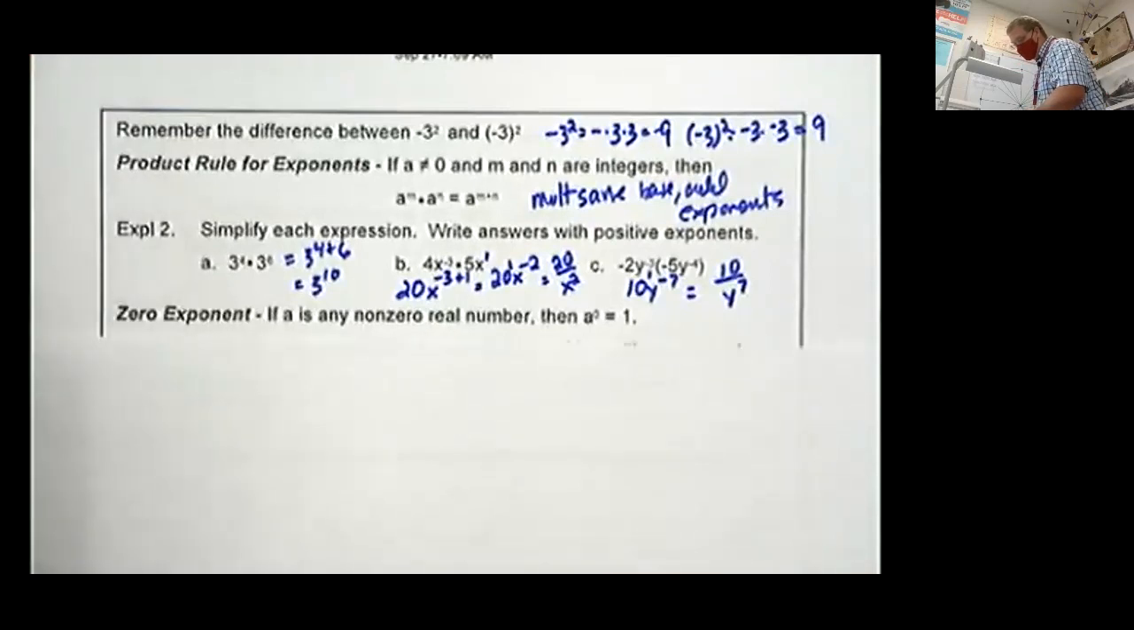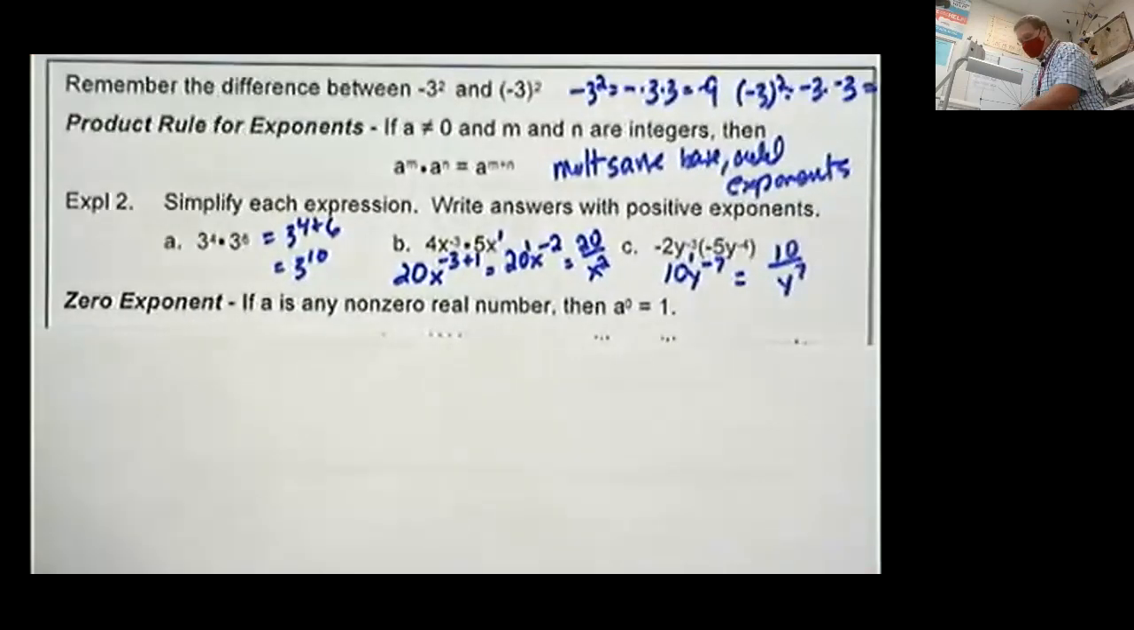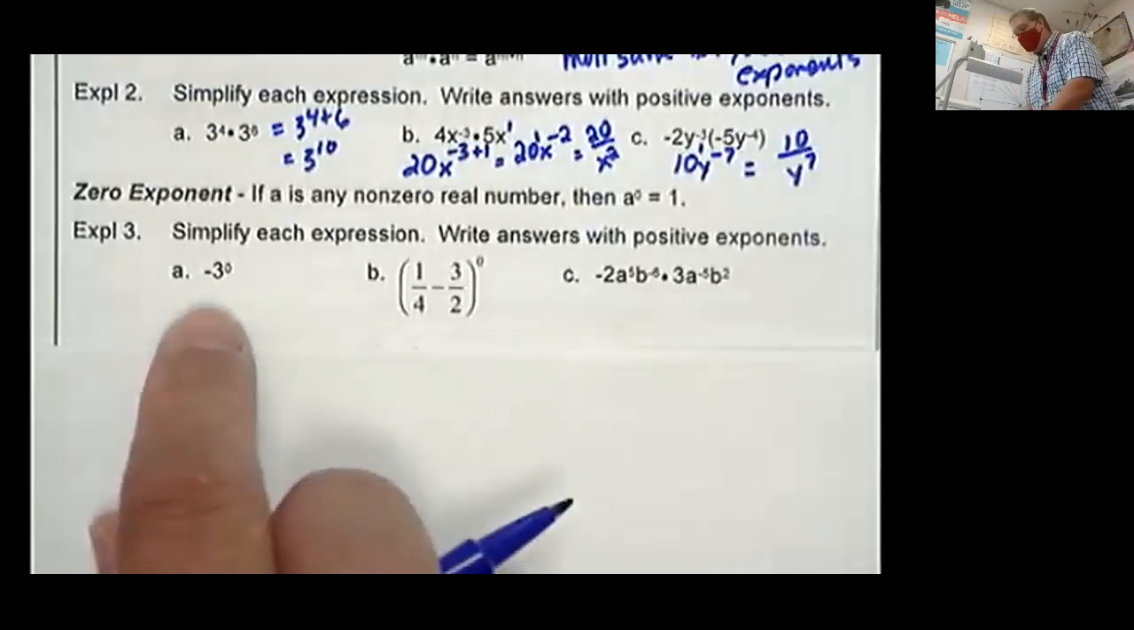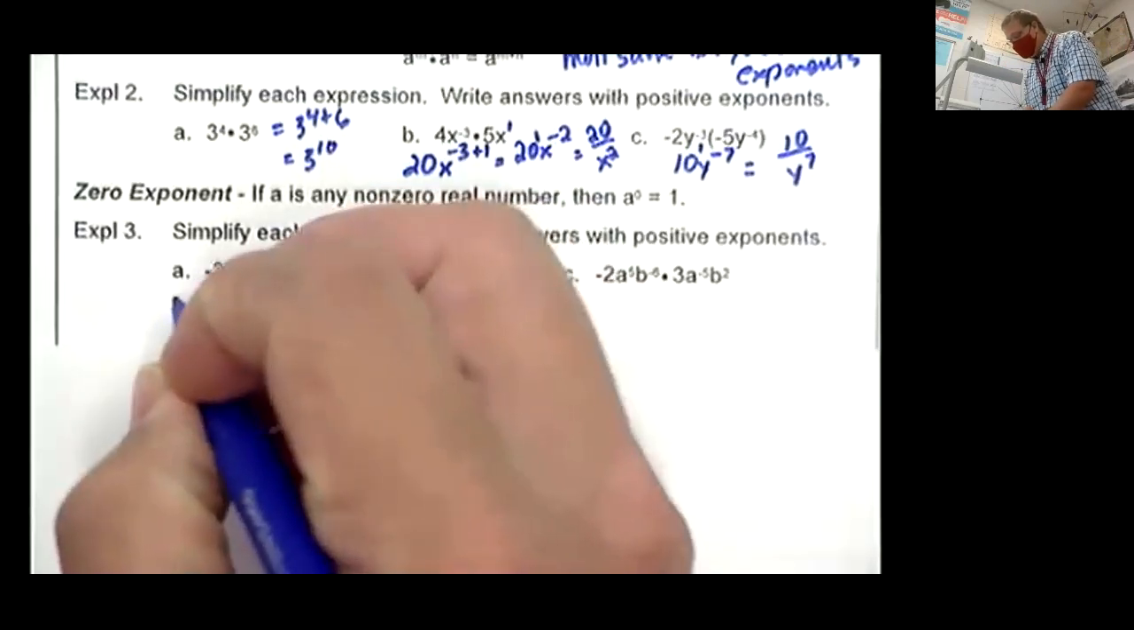Next rule, 0 exponent. If a is any non-zero real number, then a to the 0 is equal to 1. Simplify each expression, write answers with positive exponents. A is a trick problem, and you're going to think I'm wrong, but go ahead and check it on your calculator. The 0 only applies to the base, not the negative, because this is really negative times 3 to the 0th power.